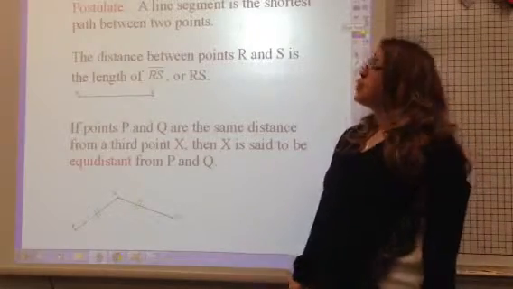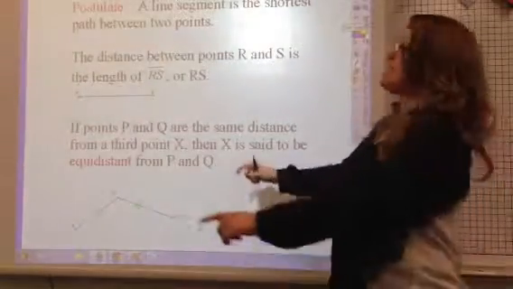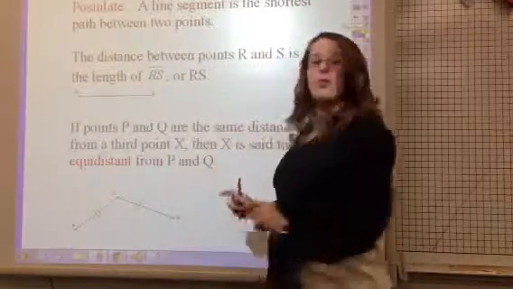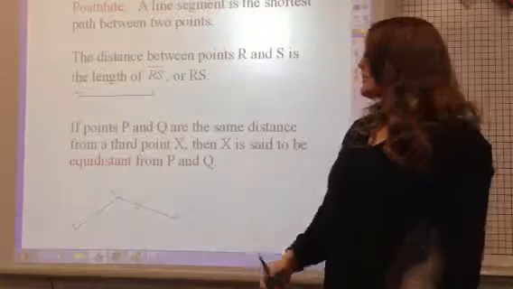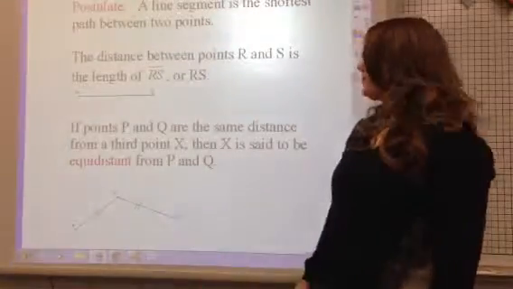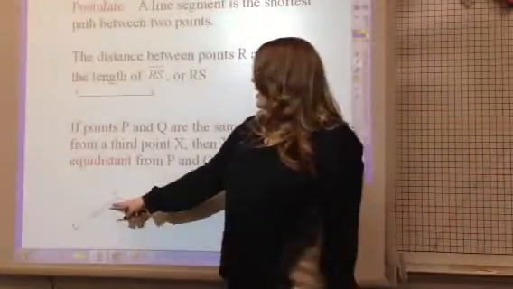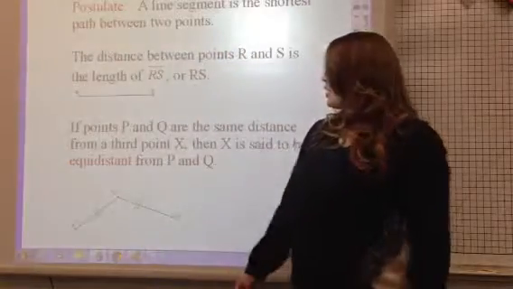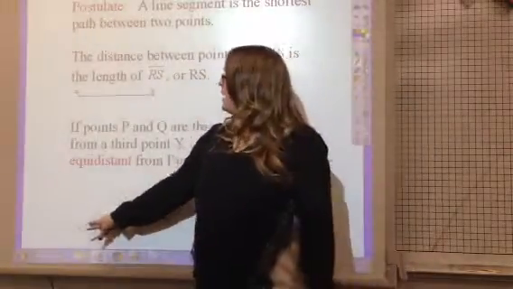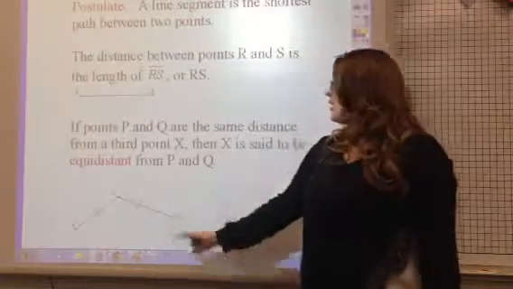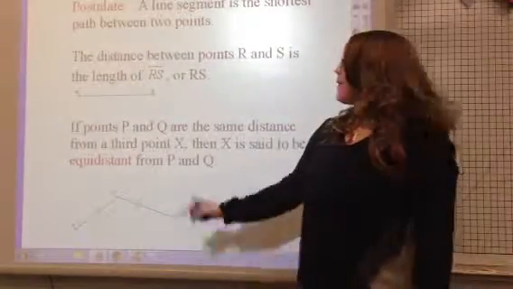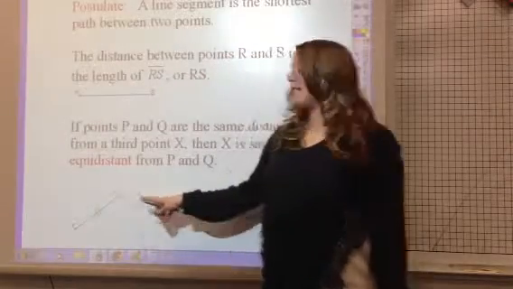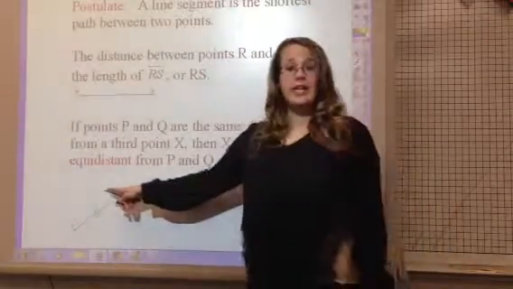A line segment is the shortest path between the 2 points. So for example, if I have RS, that line segment would be the distance between those 2 points and also the shortest path. Here, if I have PX and XQ, and I know that PX is congruent to XQ, what that's saying is that P is the same distance from X as Q is from X.